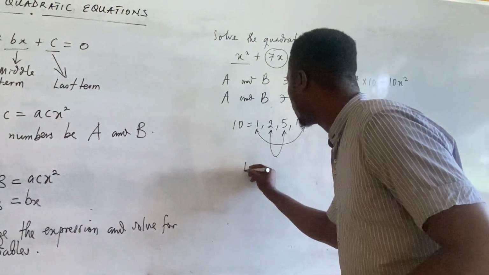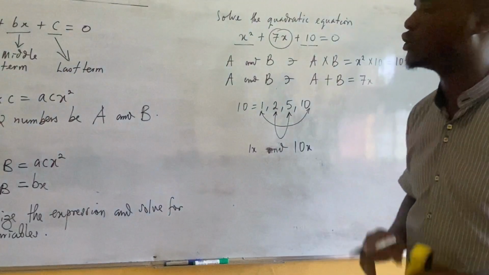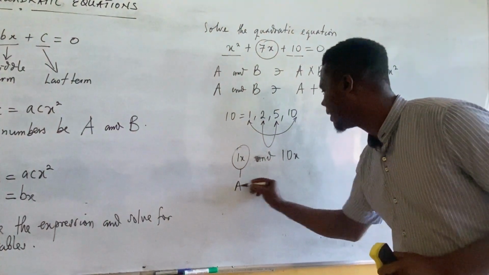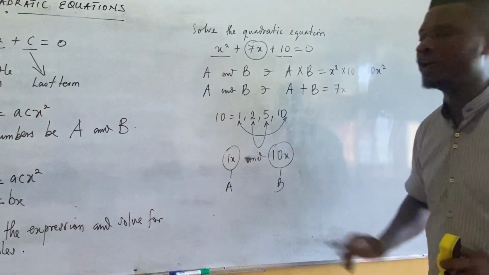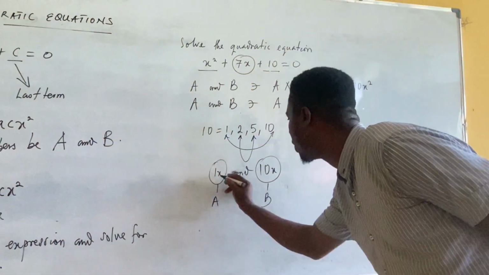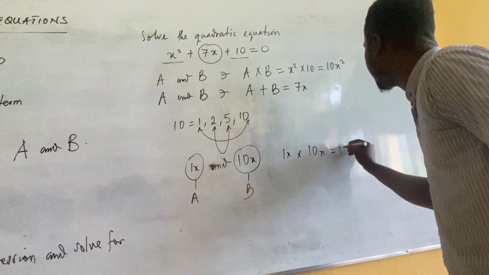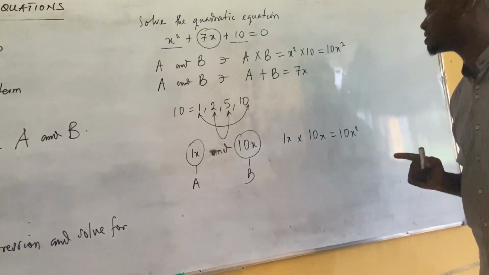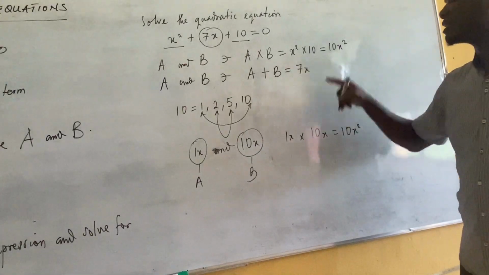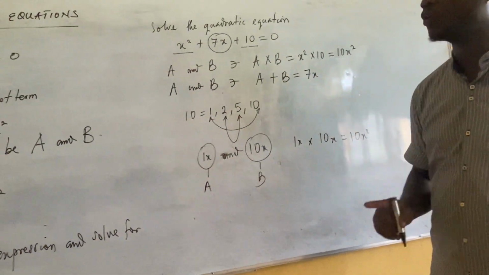Now, I'm going to put 1x and 10x. Let's assume that the two numbers we are looking for are 1x and 10x. The question is, if this is my A and this is my B, do these two numbers satisfy step 1 and step 2 of the algorithm? Let's see. If you multiply 1x by 10x, the result will be 10x squared. But do not jump to conclusions hastily. You will notice that multiplying 1x and 10x gives me the product we desire. But does that actually mean that 1x and 10x are the two numbers we're looking for? The answer is a big no, because we must look at the next step.